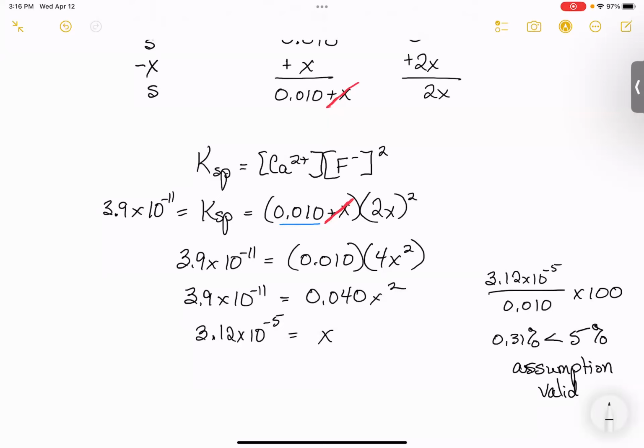If for some reason you do the math and that comes out to be greater than 5%, that means you can't make that assumption. But I would say probably 99.9% of the time with respect to solubility products, you'll be able to make that assumption.